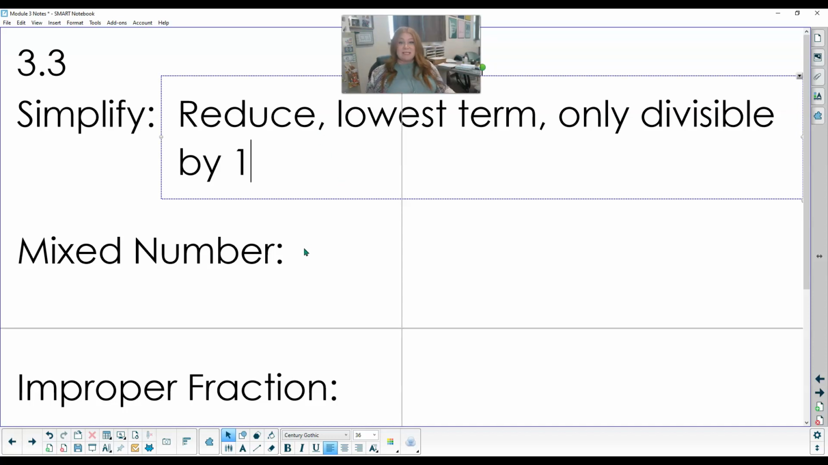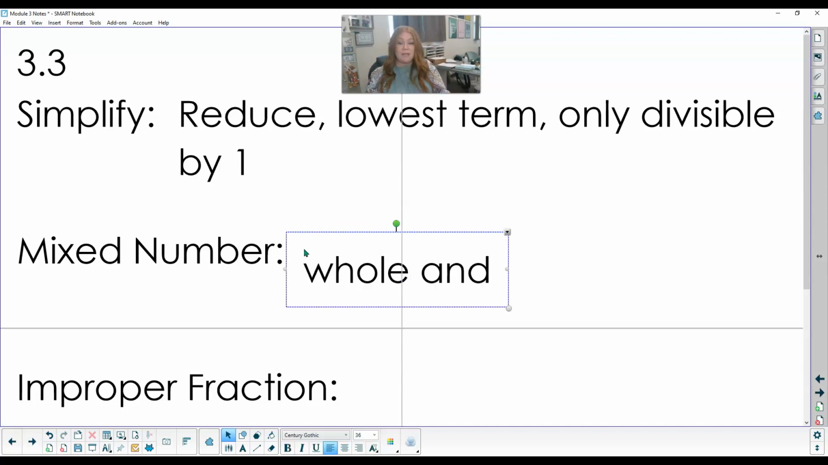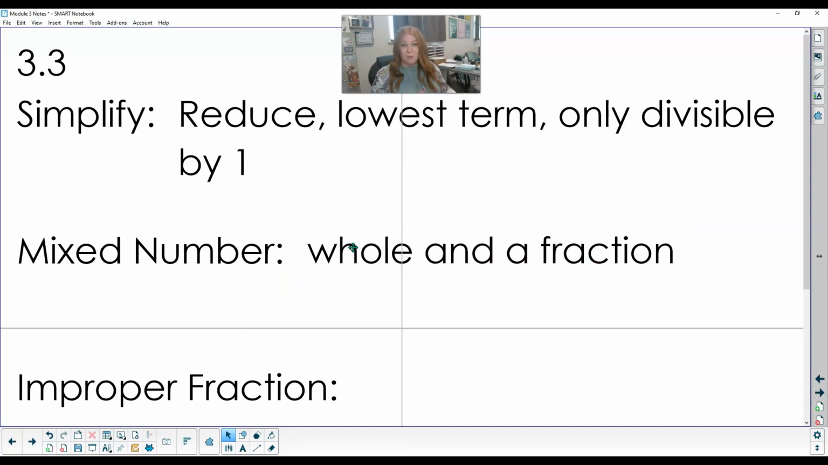So we have these mixed numbers that we're going to be discussing today. A mixed number is a whole and a fraction together. So for example, if I have 4 whole cakes and 1/2 more, 4 and a half, that's a mixed number. Whole number, fraction, mixed together, 4 and 1/2.